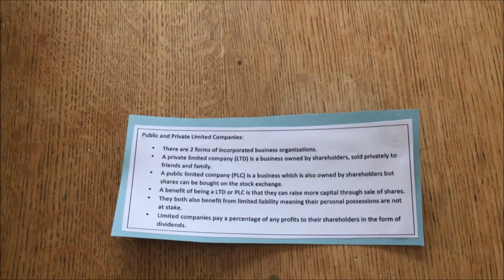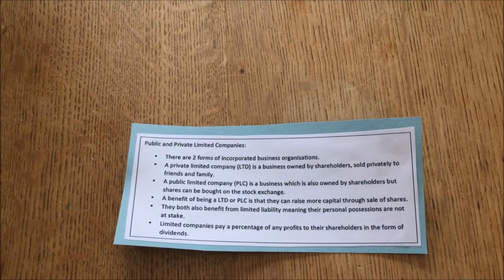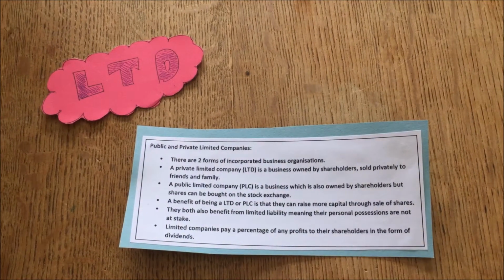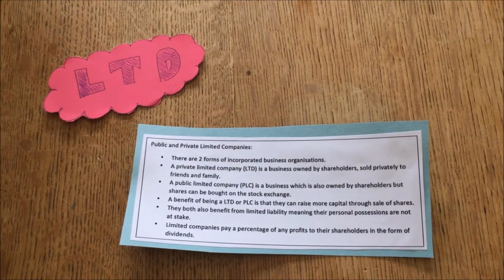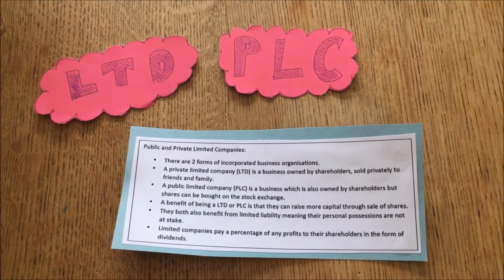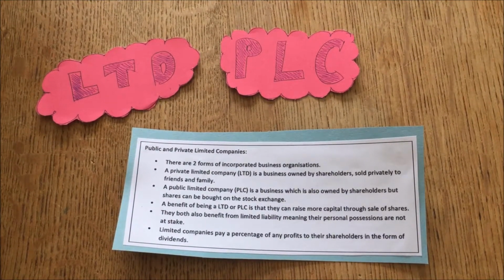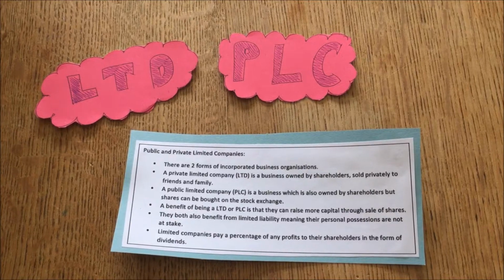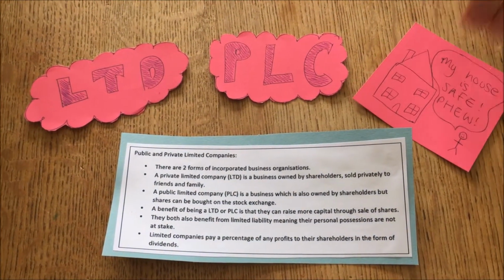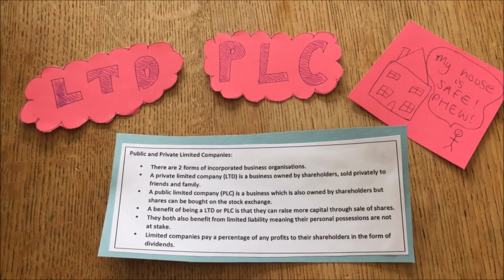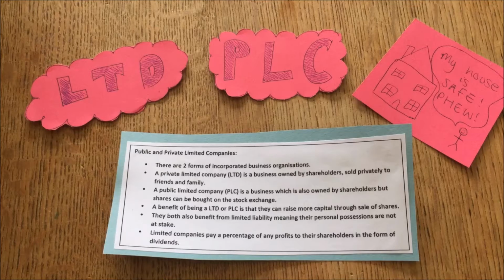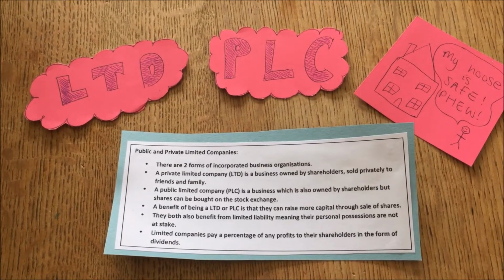Public and private limited companies. There are two forms of incorporated business organisations. A private limited company, LTD, is a business owned by shareholders, sold privately to friends and family. A public limited company, PLC, is a business which is also owned by shareholders, but shares can be bought on the stock exchange. A benefit of being an LTD or a PLC is that they can raise more capital through sales of shares. They also benefit from limited liability, meaning their personal possessions are not at stake. Limited companies pay a percentage of any profits to their shareholders in the form of dividends.